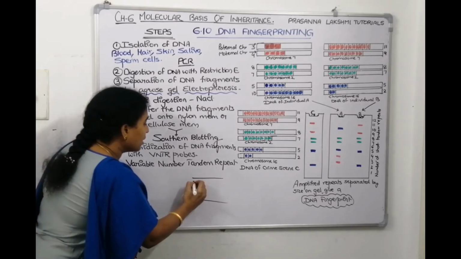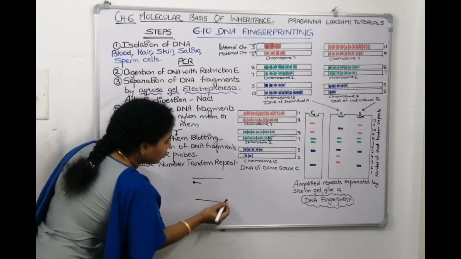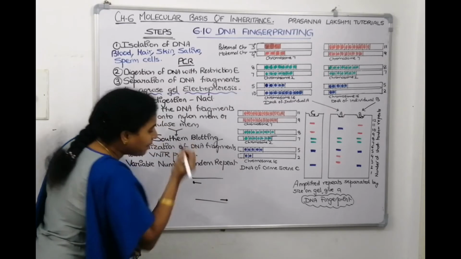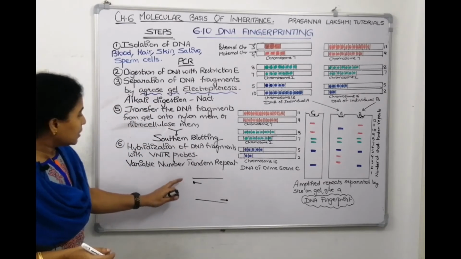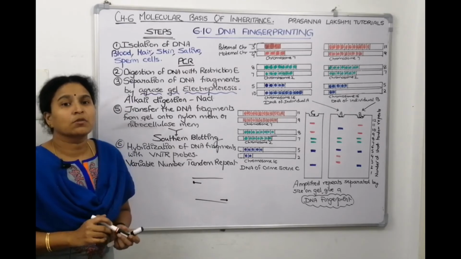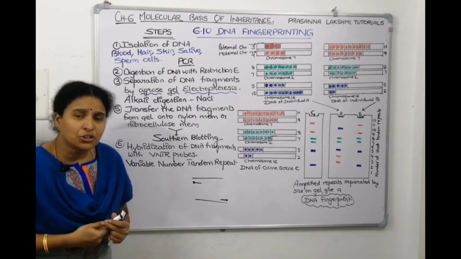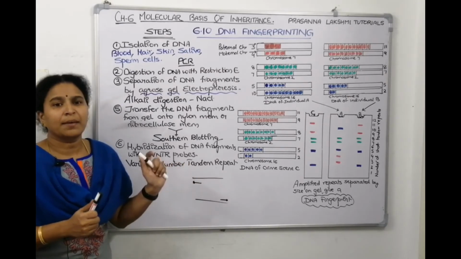This is a VNTR radio labeled complementary probe, it goes and binds there. See, it has bound here, it has bound here. So this is what is called converting the single strands into hybrid molecules. What is this called? Hybridization. With what are you hybridizing? With variable number tandem repeat probes you are hybridizing.